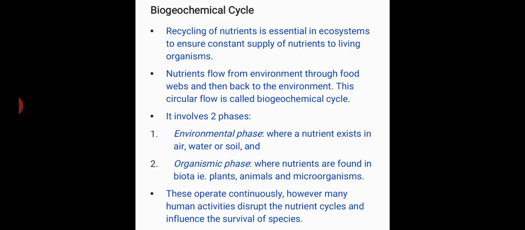In ecosystems, nutrients, that is, all ions and molecules used by living organisms, flow from the environment through food webs and then are released back into the environment. This circular flow of these nutrients is known as biogeochemical cycle.